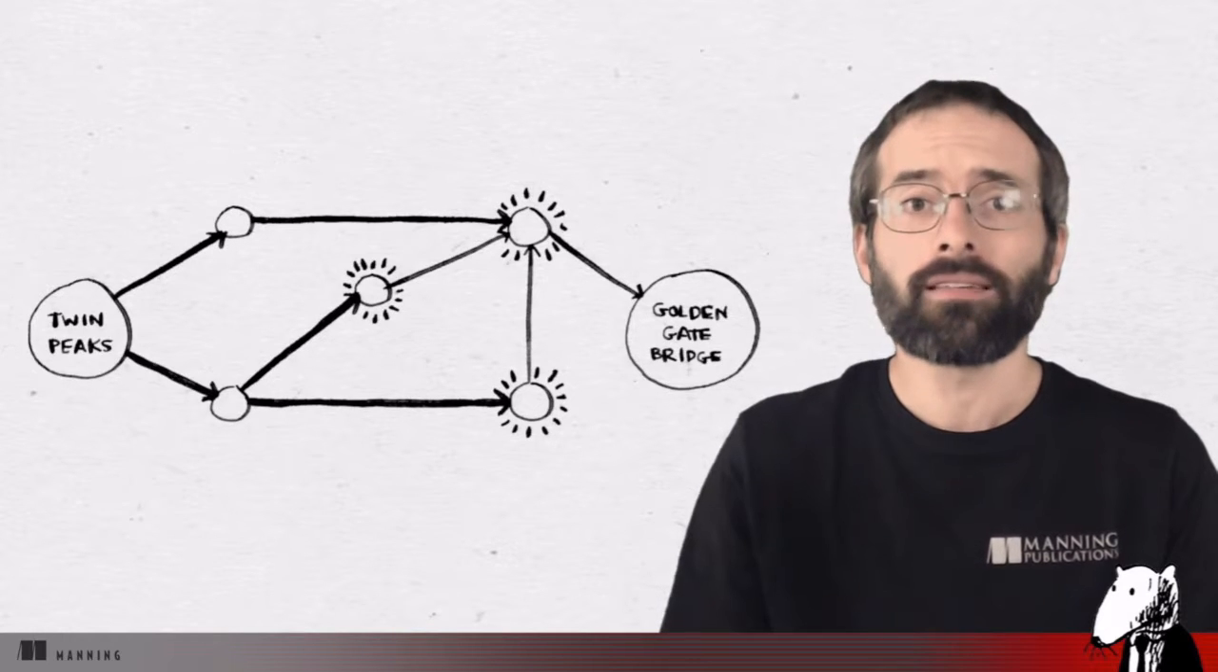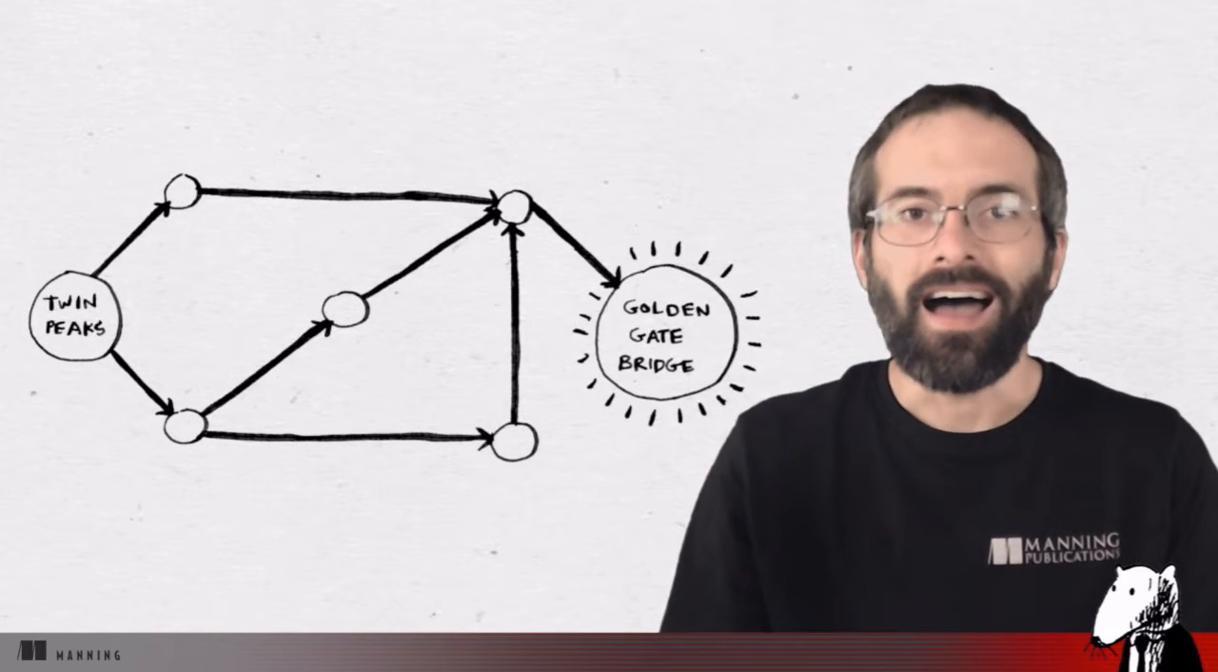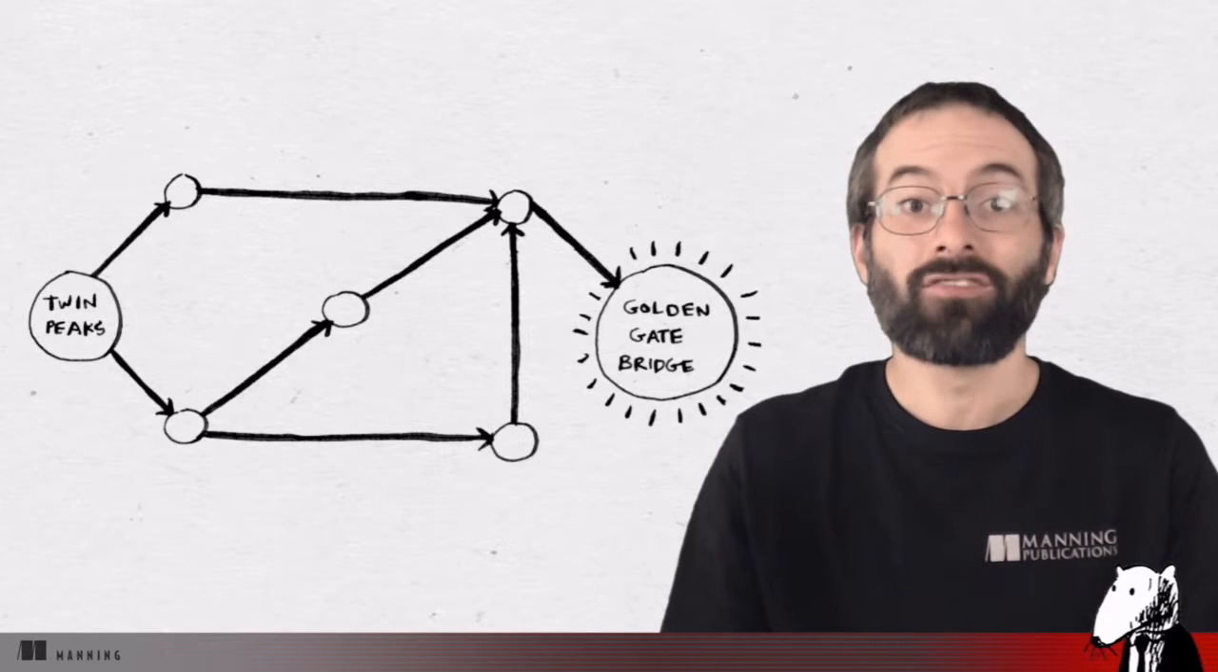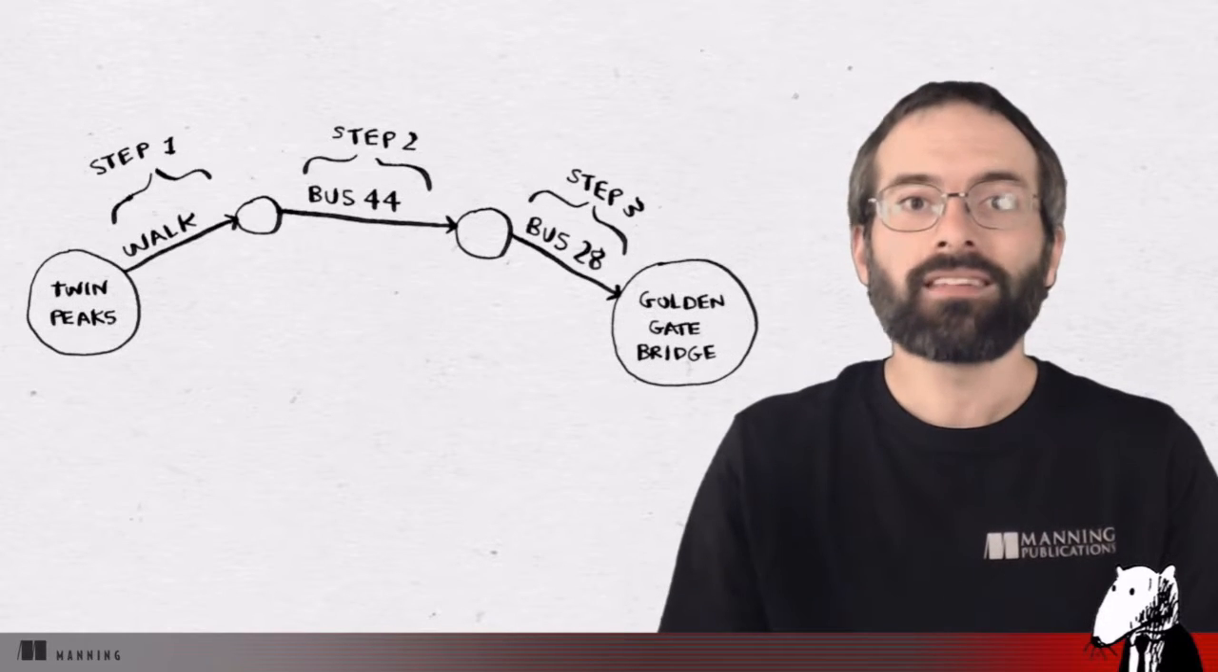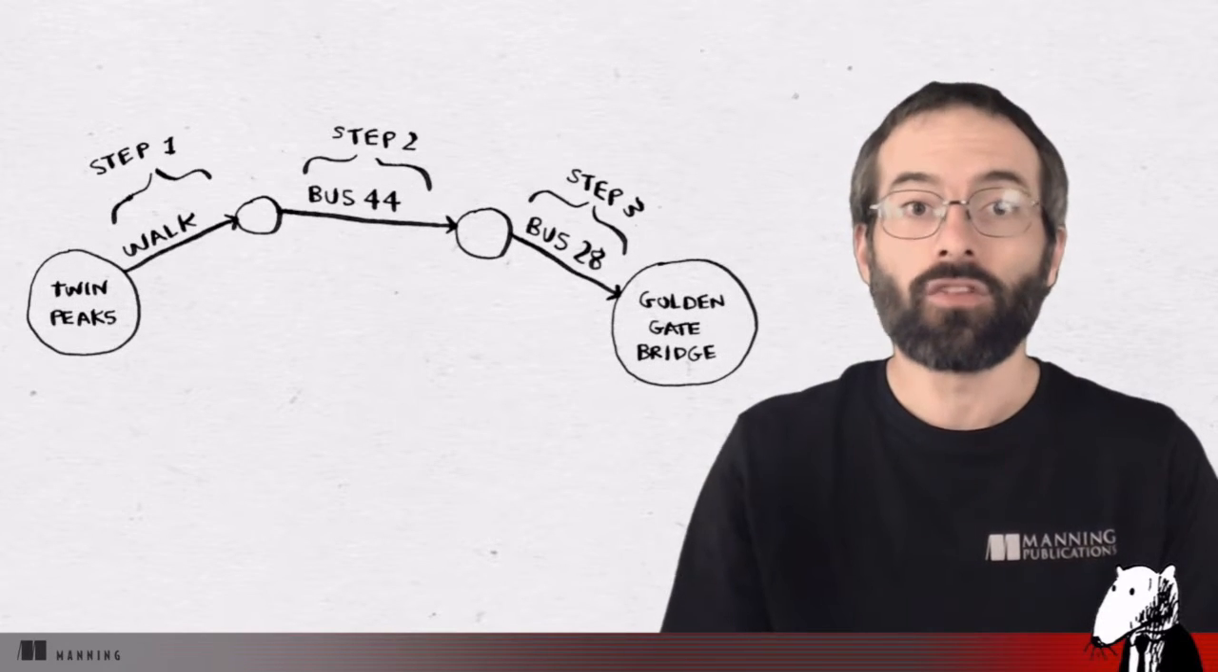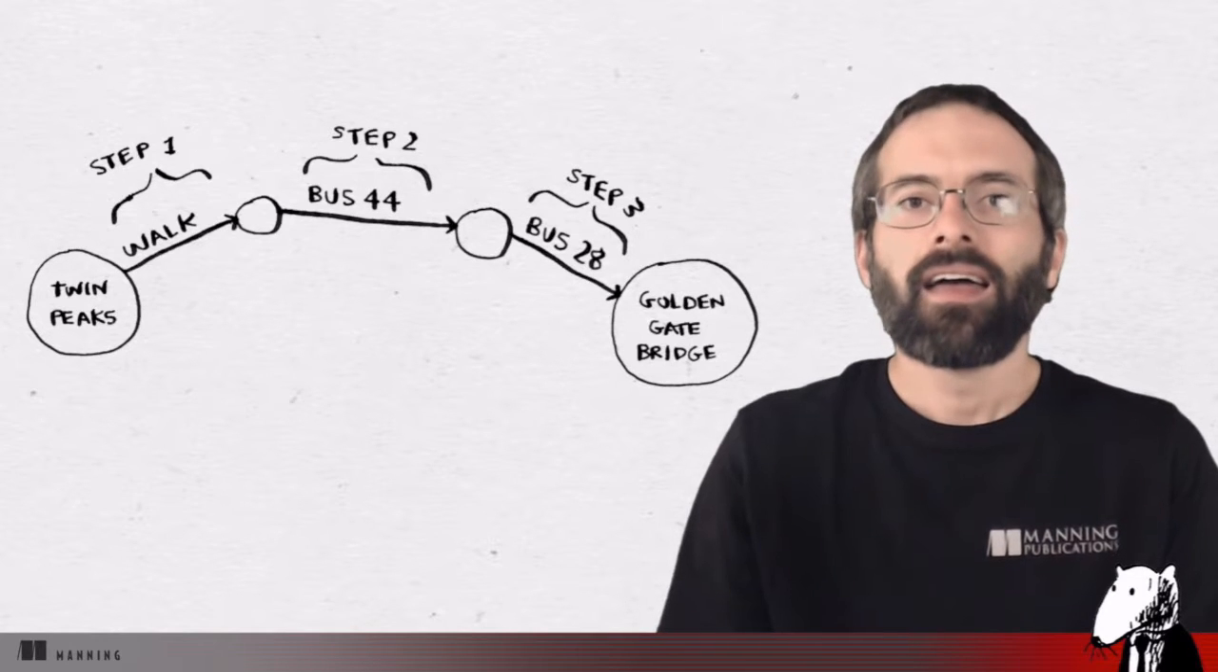What about three steps? Aha! Now the Golden Gate Bridge shows up. So it takes 3 steps to get from Twin Peaks to the bridge using this route. There are other routes that will get you to the bridge too, but they're longer, like 4 steps. The algorithm found that the shortest route to the bridge is 3 steps long.